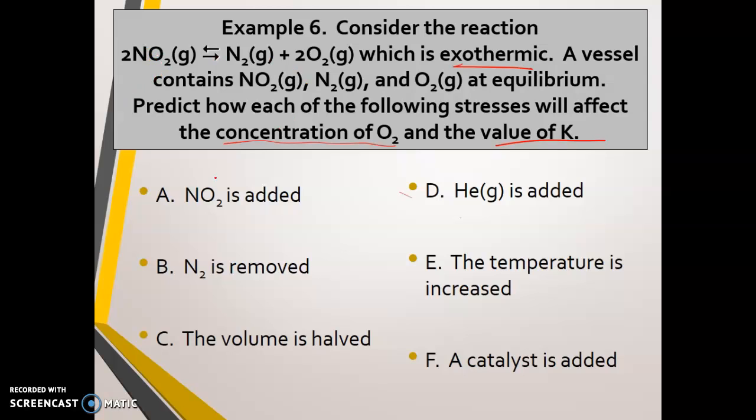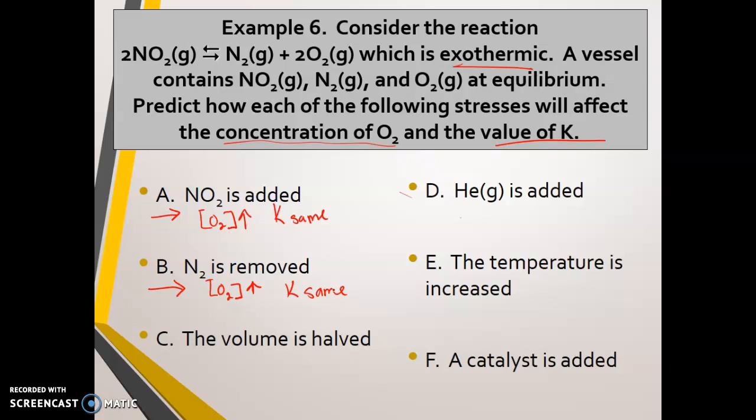So when nitrogen dioxide is added, we're increasing the concentration of our reactant. That is going to drive our reaction to the right. And then when we think about the concentration of oxygen, we are going to increase it because we're forming more products. Concentration has no effect on the K value, so it will stay the same. When N2 is removed, that's one of our products, we're going to shift our reaction to the right to replace that. And this is also going to cause the oxygen concentration to increase, and the K value stays the same.